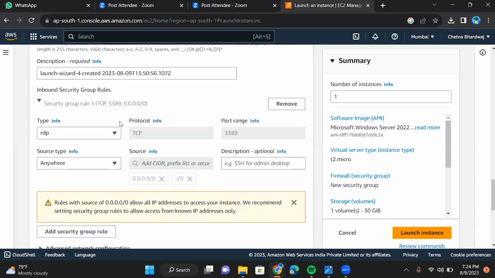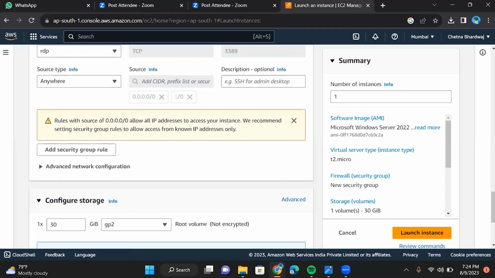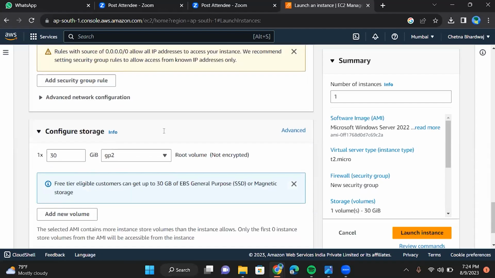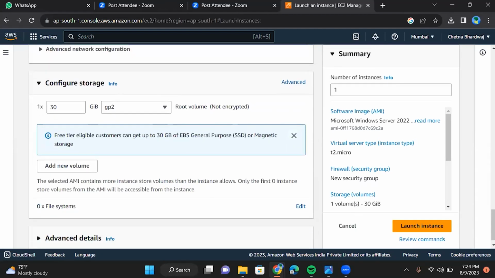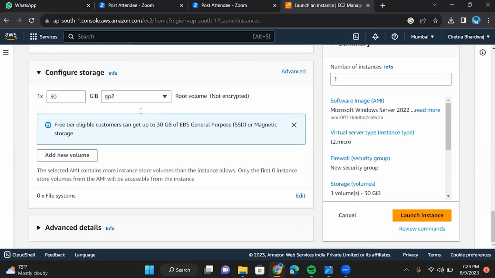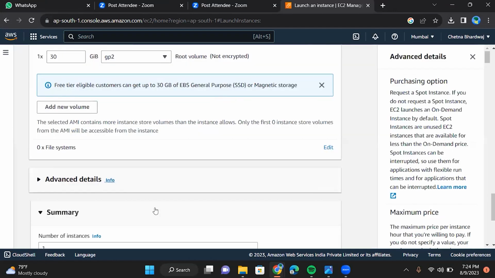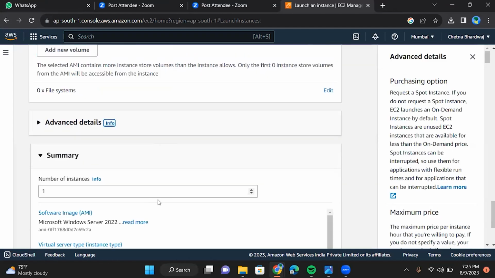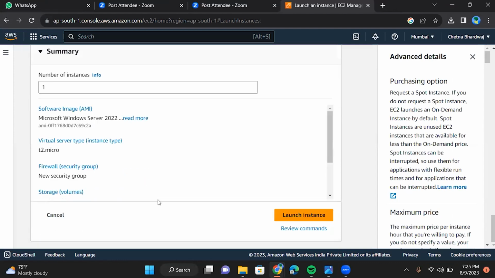So the rule which we have allowed is RDP rule, remote desktop protocol, from anywhere. So this rule is allowed. That means we are able to access the instance remotely from anywhere. Now we are configuring storage, 30 GB. The one volume we have created is for the 30 GB for general processing. Okay, advanced details, for now we don't have to see them.